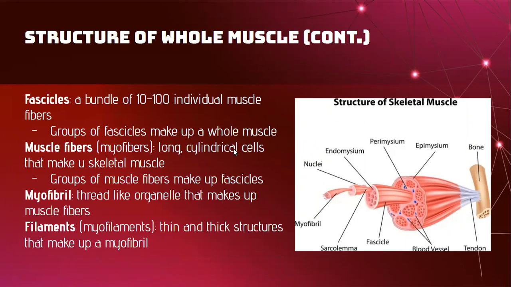They're long cylindrical cells that make up skeletal muscle, and a group of these make up fascicles. So if this is a fascicle, then the myofibers make up the fascicles. And then we have myofibrils, which are thread-like organelles that make up muscle fibers. So it's like the big box and the smaller box and the smaller box and the smaller box. And you can see at the end here, there's even smaller things, and those are myofilaments, which are thin and thick structures that make up a myofibril.